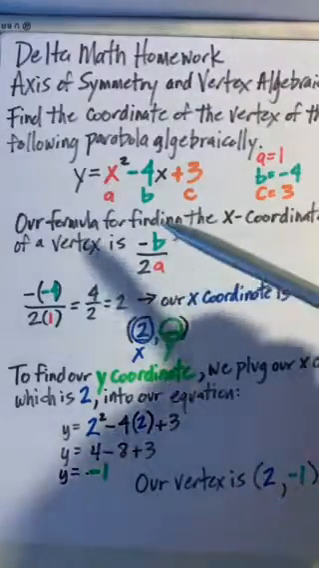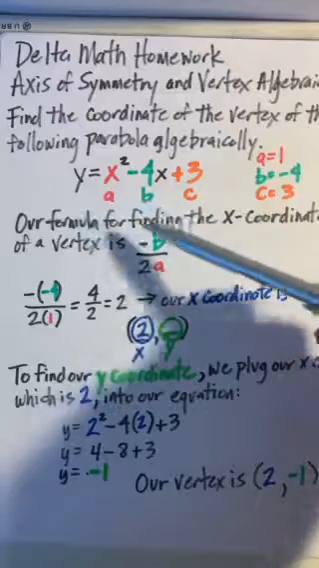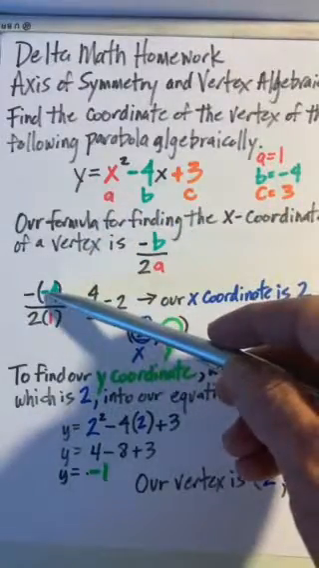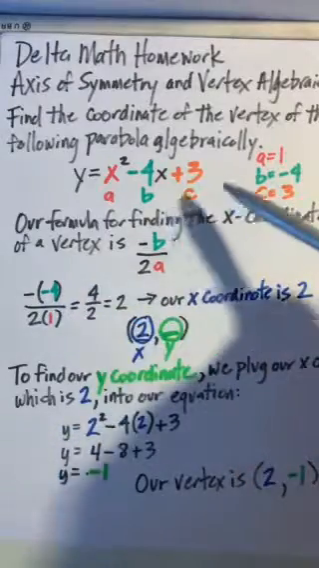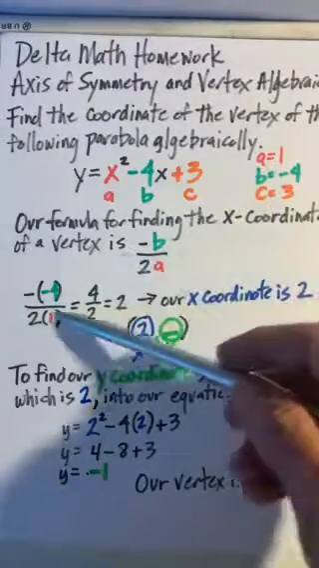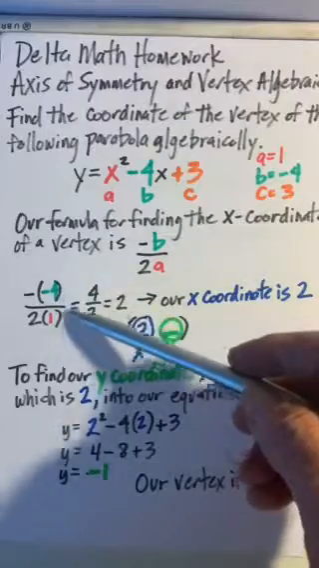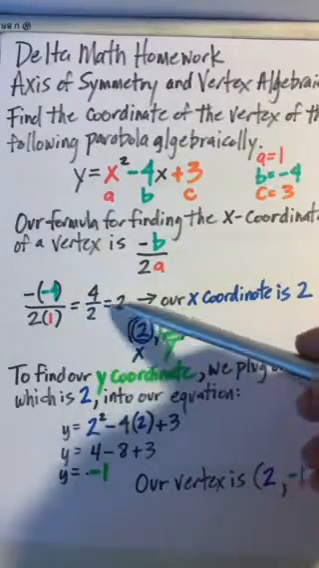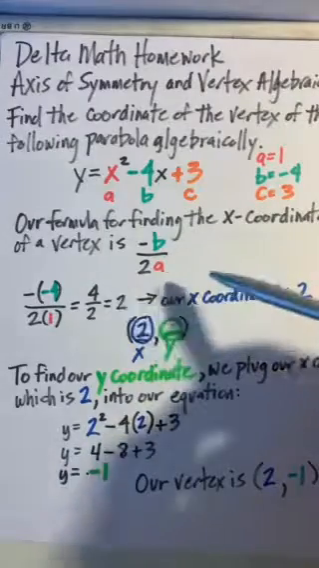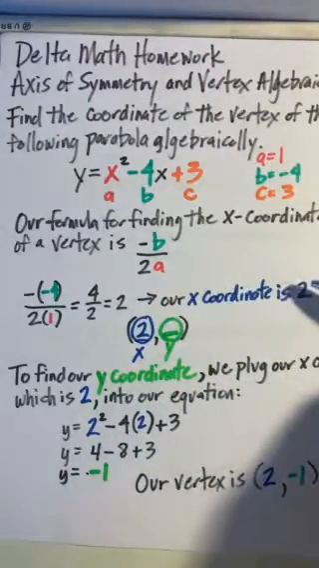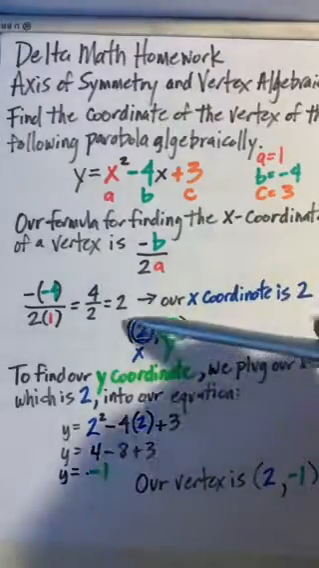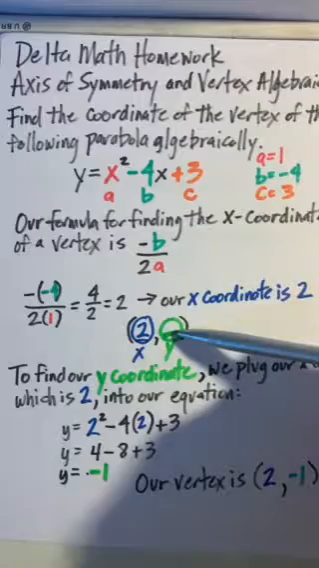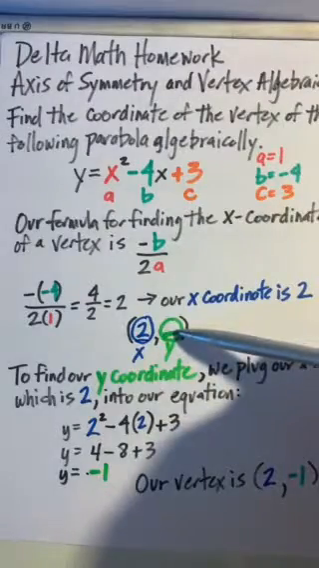Okay, so now we just substitute. Our b is negative 4, so we plug it into the formula. Our a is 1, if you can see that. That equals 4 over 2, and it equals 2. So our x-coordinate is 2. Okay, and then we go ahead and draw our parentheses here. We put our x-coordinate in. Now we've got to find our y-coordinate for the vertex.